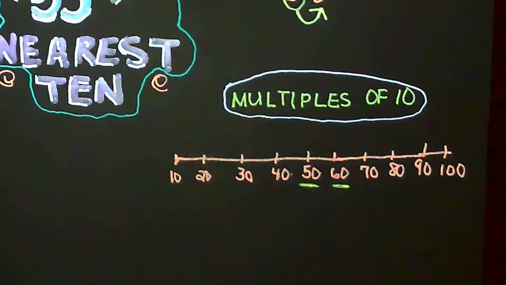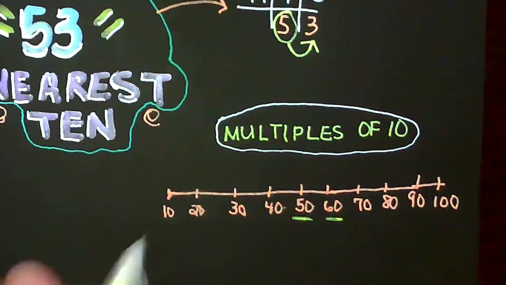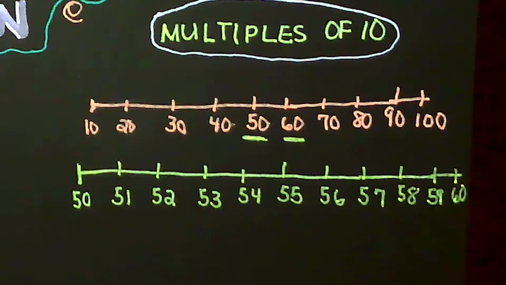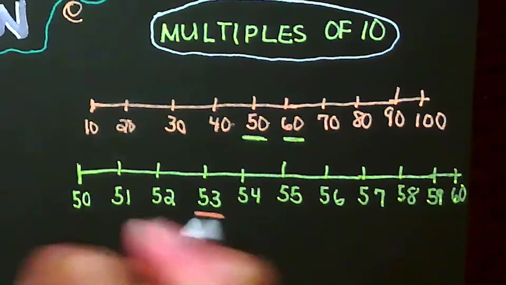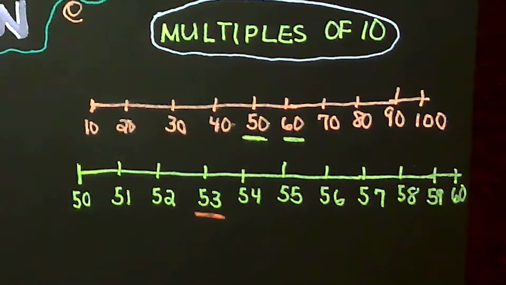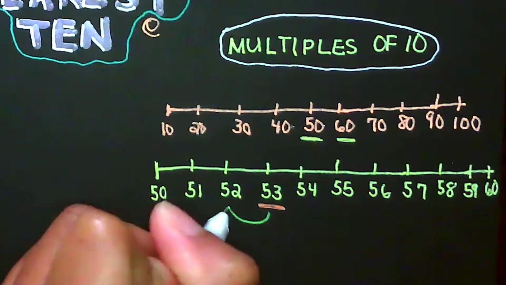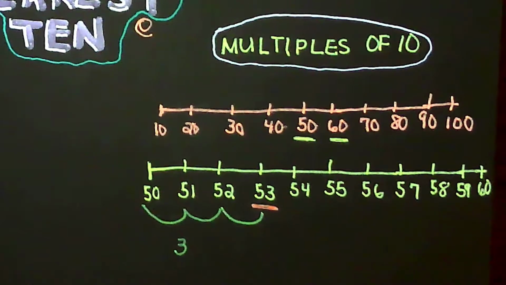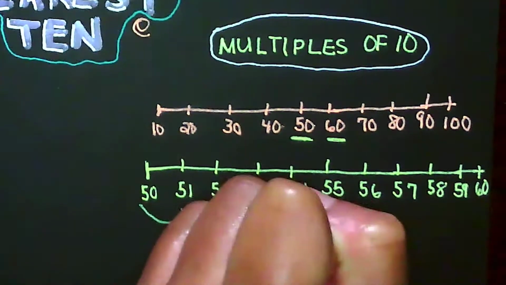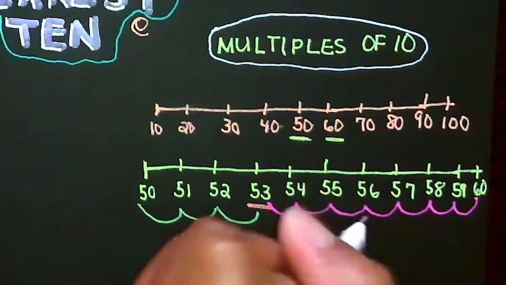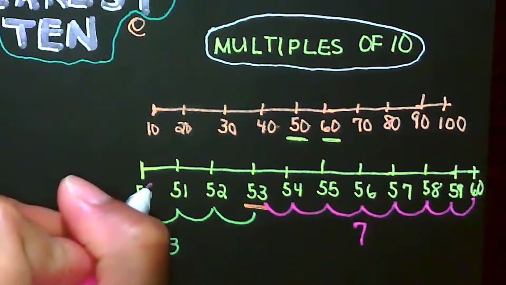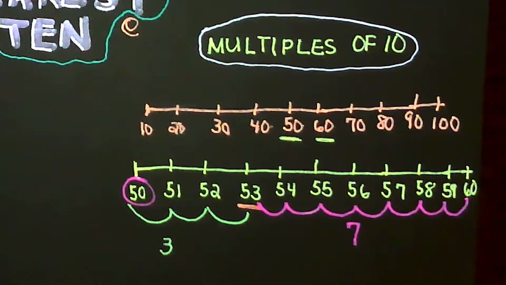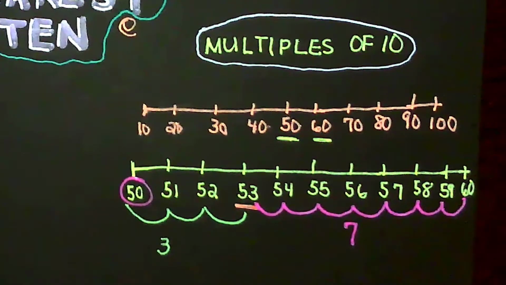The number 53 is in between 50 and 60. Now I'm going to break this down a little bit more. I'm going to create a number line counting from 50 all the way up to 60 and find where the number 53 is. Now I'm going to count backwards how many numbers are in between 53 and 50, and that's 3. And now I'm going to count forward how many numbers are between 53 and 60, and that's 7. 53 is closer to 50 than to 60. So 53 rounds to 50.